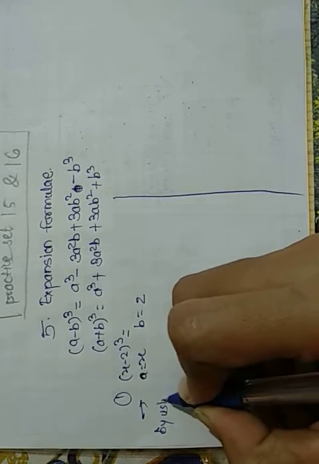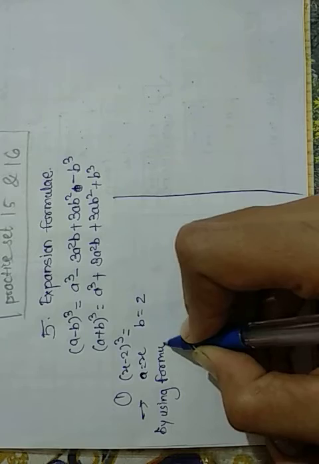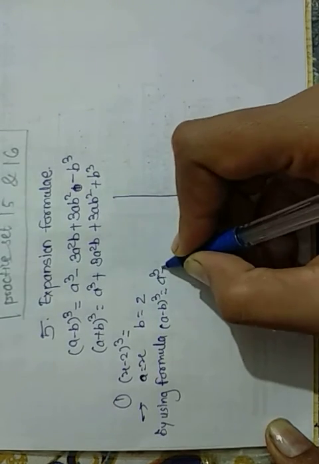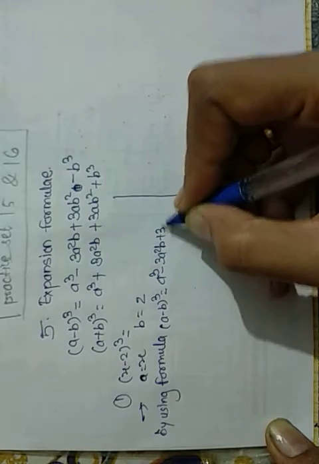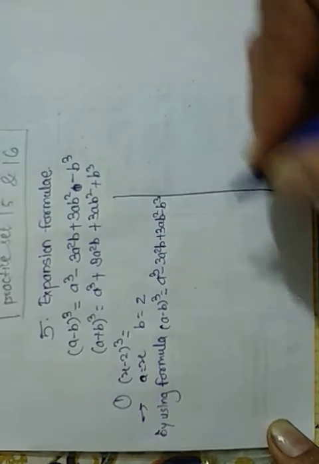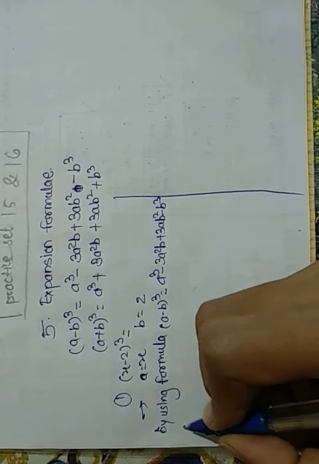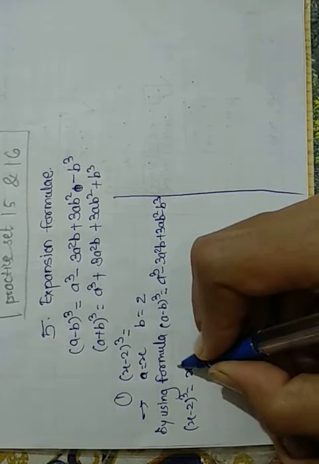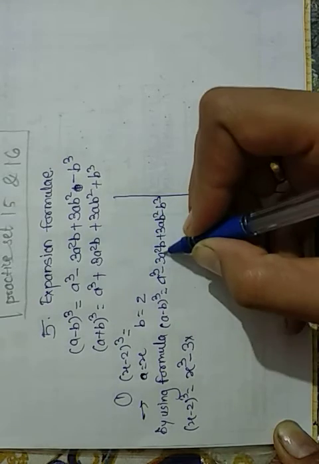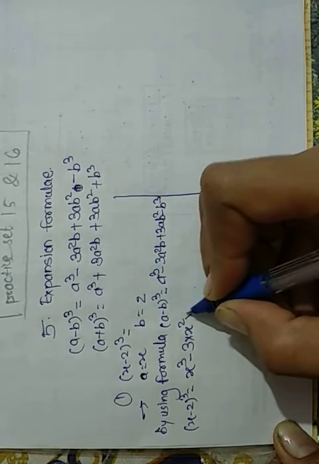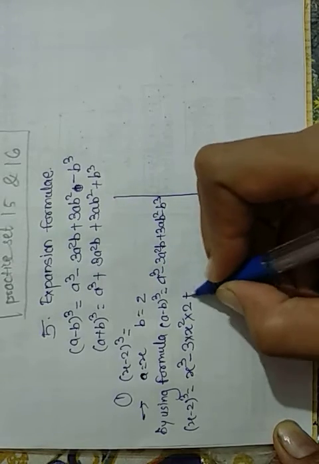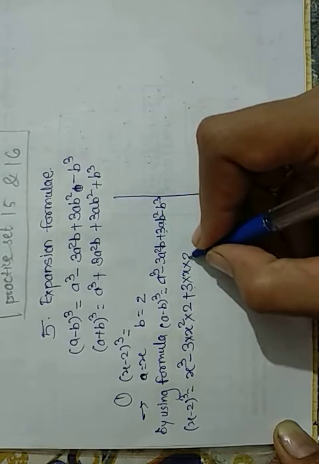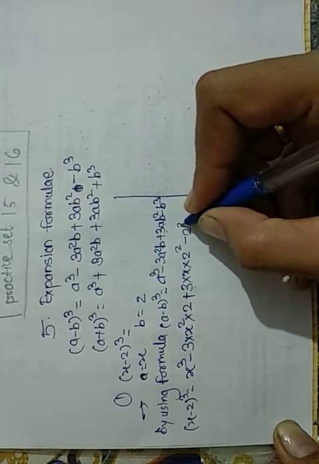Here, by using the formula (a − b)³ is equal to a³ − 3a²b + 3ab² − b³. Now put the values here. (x − 2)³ is equal to a³, meaning x³, minus 3 into a², meaning x², into b, meaning 2, plus 3 into a, meaning x, into b², meaning 2², minus b³, meaning 2³.